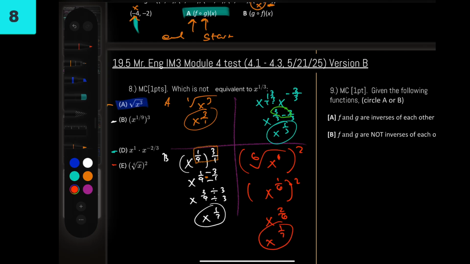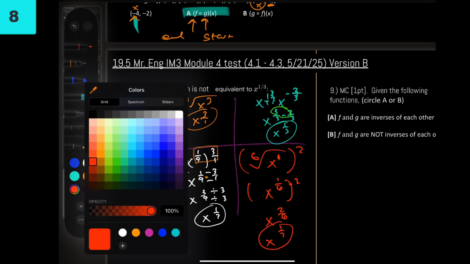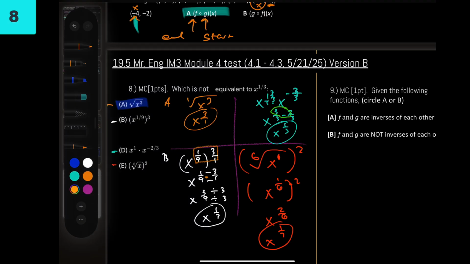Okay, so notice, let's get another color here. So all of these are 1/3. 1/3, 1/3, 1/3. This is the only one that's not 1/3. So we're looking for the not. So that would be choice A.